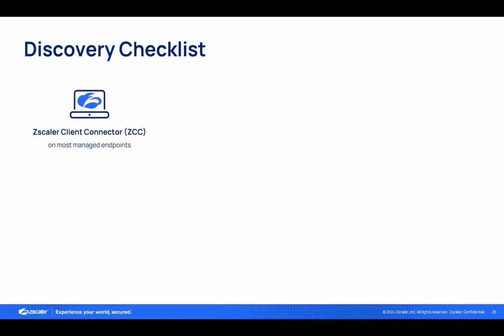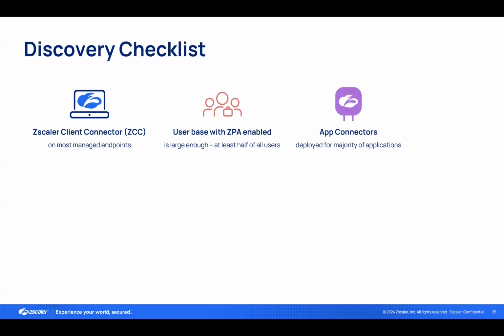Next, let's talk about what's required in order to start using Discovery. First, users should have Zscaler Client Connector on their devices, and ZPA should be enabled for at least half of all users in order to have a broad enough sample of users accessing applications. App connectors will need to be deployed for the majority of applications that need to be accessed, and dynamic server discovery should be the default option for server groups.